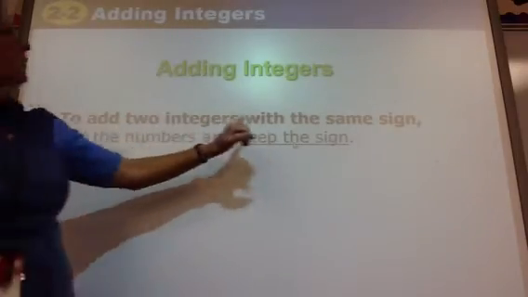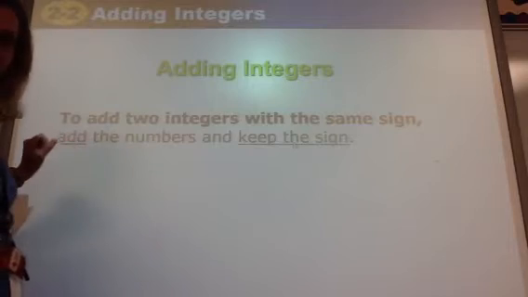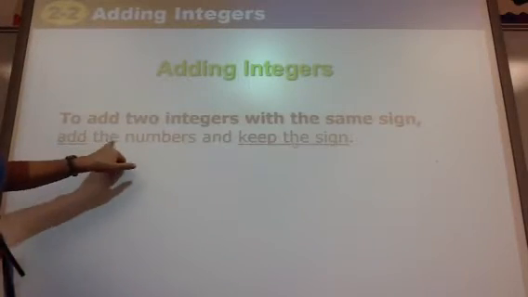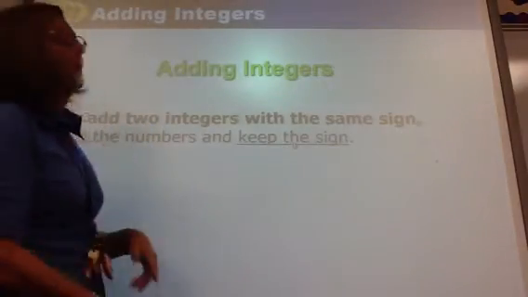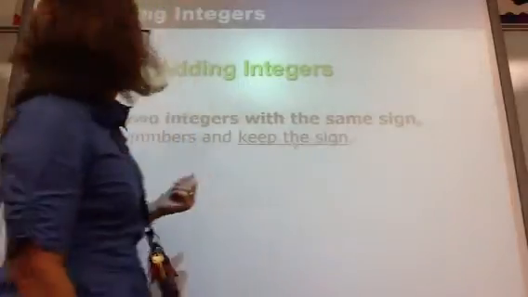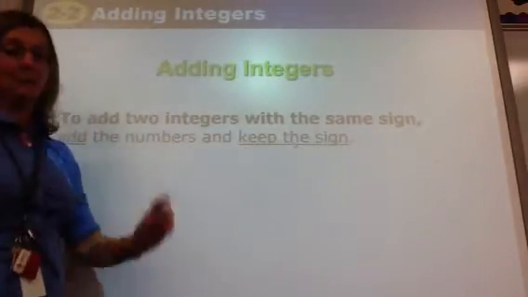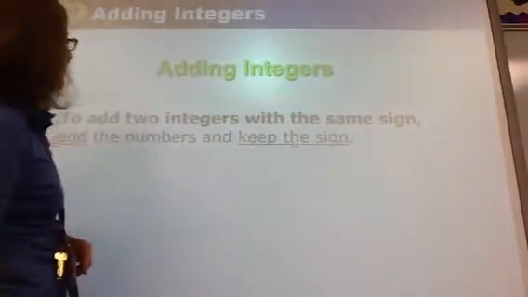To add 2 integers with the same sign, all you have to do is add them, so fill in that blank. And so you add the numbers and keep the sign. So if you're moving in a negative direction and you're still moving in a negative direction, your answer's got to be negative. So keep the sign. If you're moving in a positive direction, you move positive more. Of course, you're going to have a positive sign.